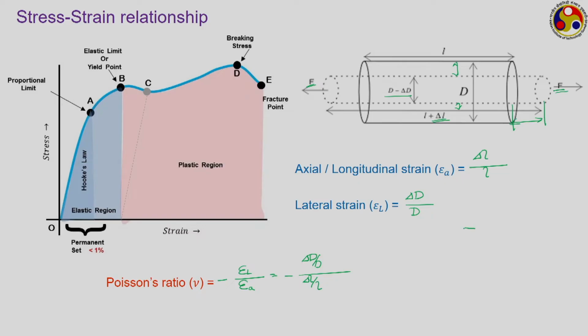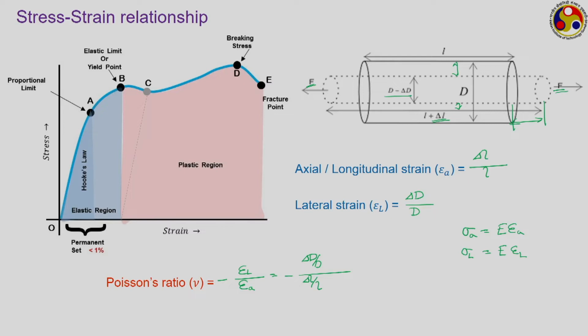So, the stress in the axial direction, sigma A, will be the Young's modulus times the corresponding strain. Similarly, the stress in the lateral direction will be the Young's modulus times the corresponding strain, epsilon L. However, this particular situation is valid when we are dealing with only a uniaxial kind of load, that is, the load is being applied only in one direction.